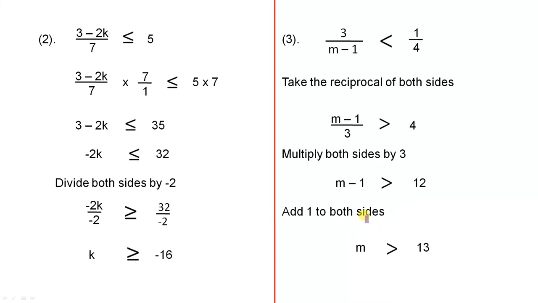Add 1 to both sides. So the answer is m is greater than 13. So back here, whenever you pick a value which is greater than 13, then this is true. And that's what the answer tells us.